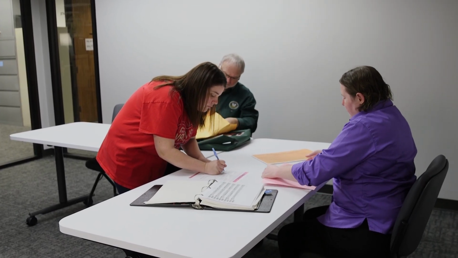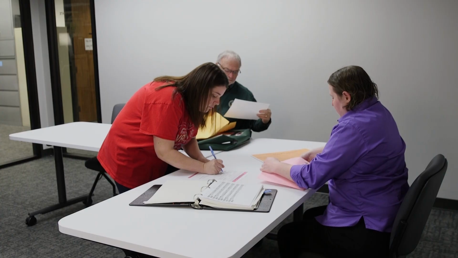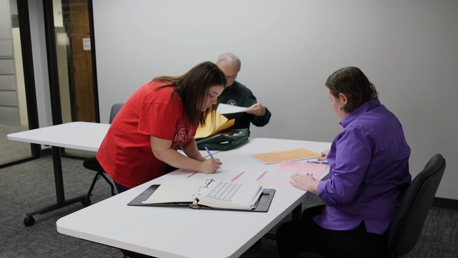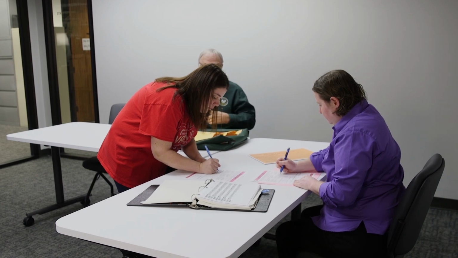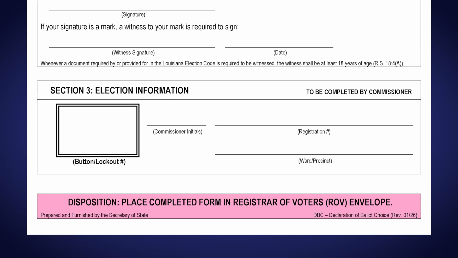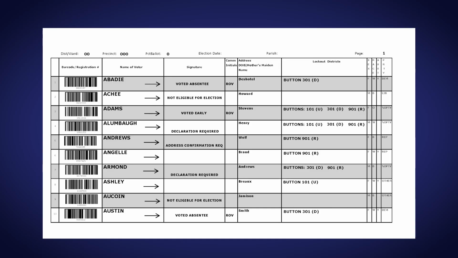While the voter is completing sections 1 and 2 of the new form, locate their original declaration of ballot choice form and clearly write void across it. After you complete section 3 of the new declaration of ballot choice form, return to the precinct register.